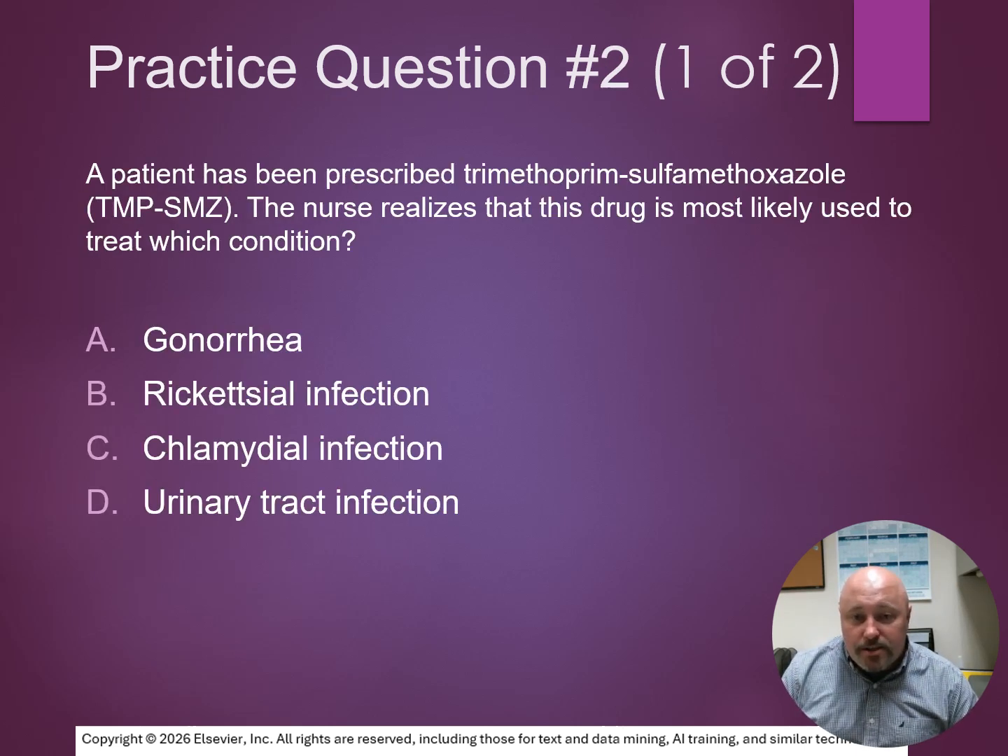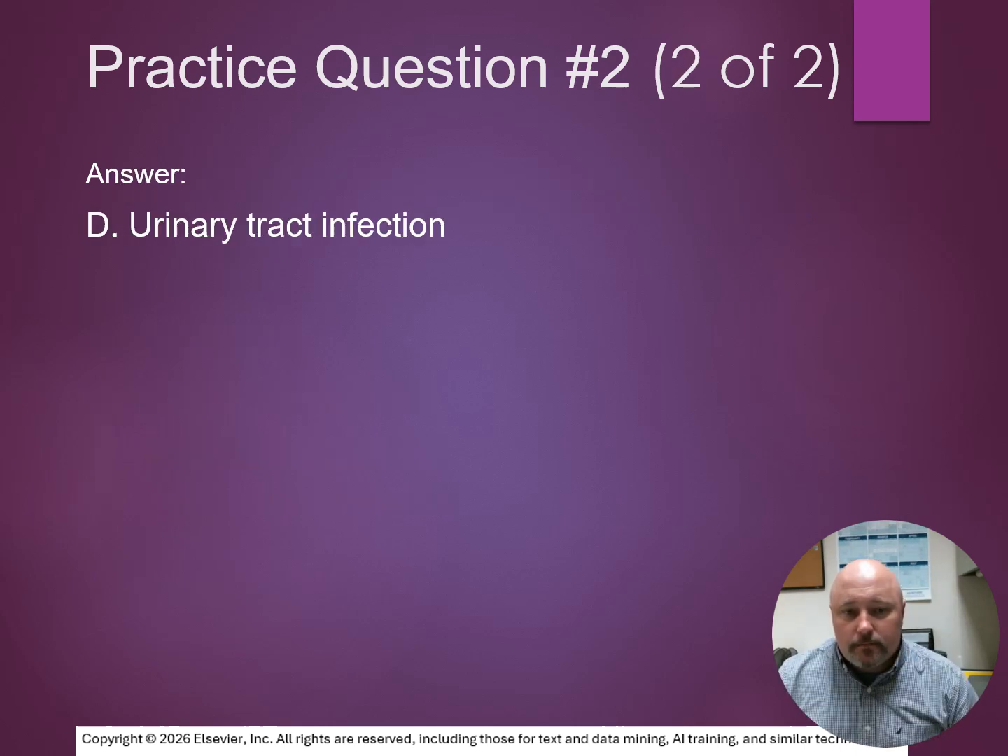For practice question 2, the patient is taking the same drug and realizes that this drug is most likely used to treat which condition? A, gonorrhea, B, rickettsial infection, C, chlamydia, or D, urinary tract infection? And that answer is going to be D, urinary tract infection.